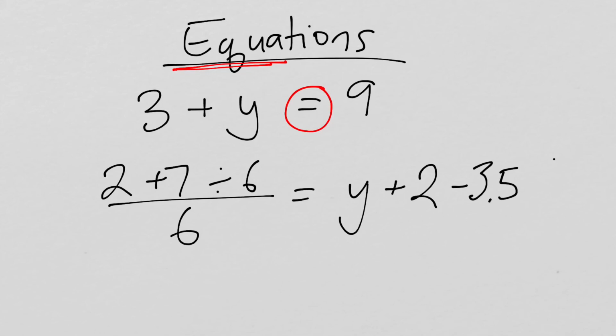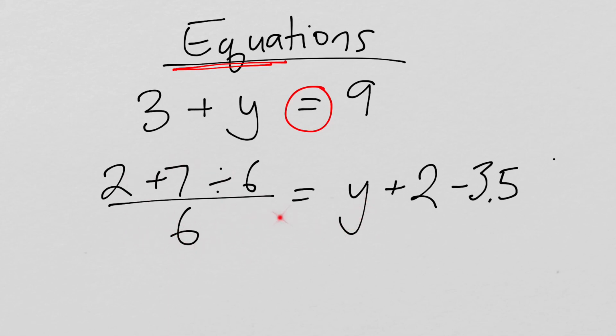Down here, I've got 2 plus 7 divided by 6, and then this line here, which looks like a fraction, right? This really just means division, remember, because every fraction is a division problem. Like 1 divided by 2 is 1/2, right? So 2 plus 7 divided by 6 again is equal to y plus 2 minus 3.5. And in 6th grade and beyond, we learn how to figure out what y is equal to by doing several things to this equation, to get y on its own on one side, and then to solve everything to figure out what it is equal to.